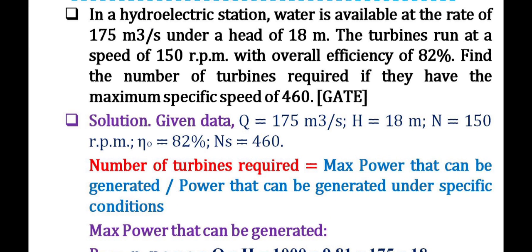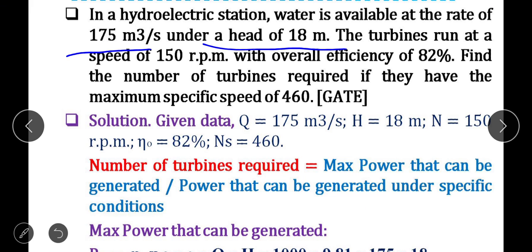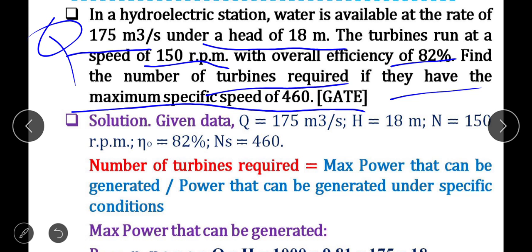In a hydroelectric station, water is available at the rate of 175 meter cube per second under a head of 18 meter. This is discharge Q. This is head, capital H, net head. The turbines run at a speed of 150 rpm. That means capital N is equal to 150 with overall efficiency 82%. Find the number of turbines required if they have the maximum specific speed of 460. This is a numerical problem that appeared in the GATE exam.